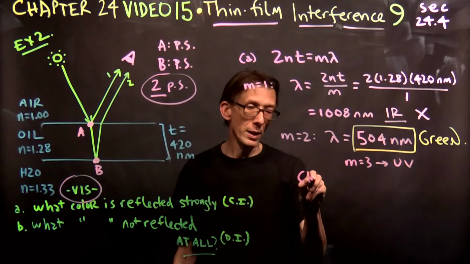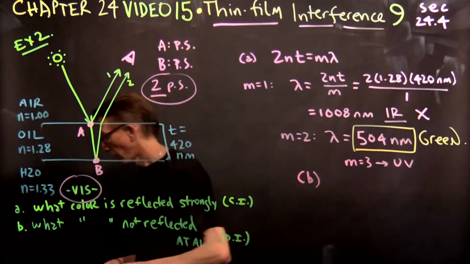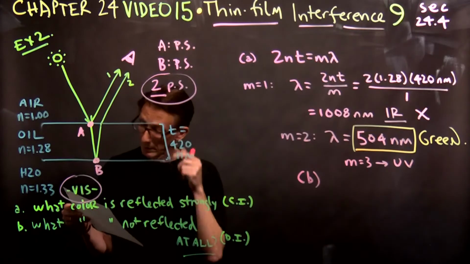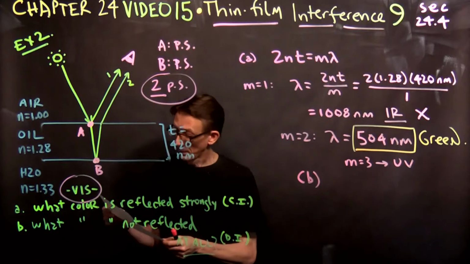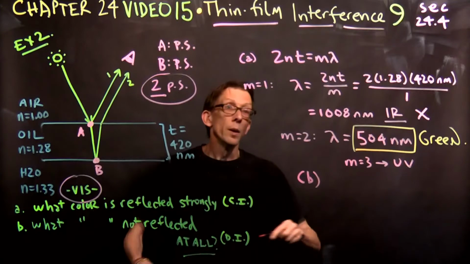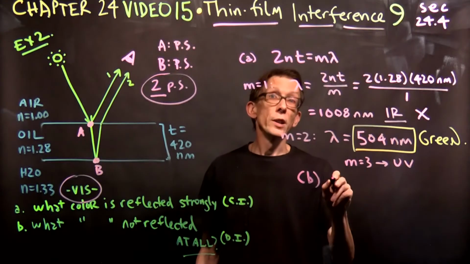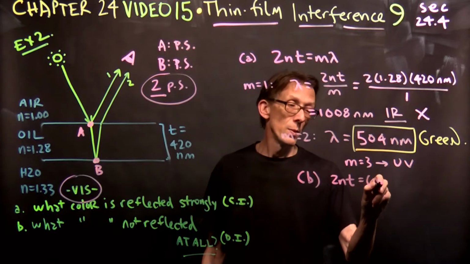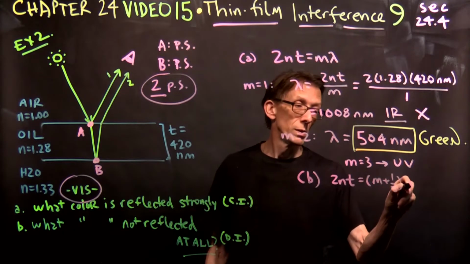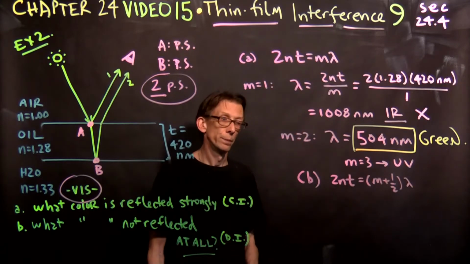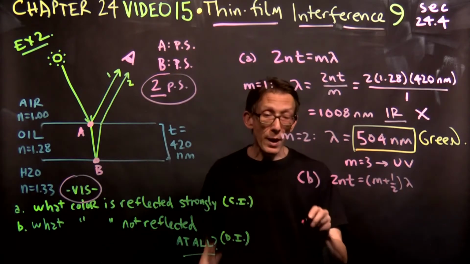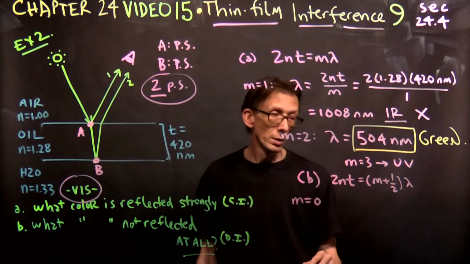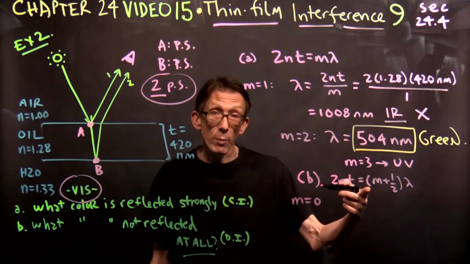Now let's see if we can put in B down here. Now our condition is 2nt equals (m plus 1/2) lambda. And we're going to do the same thing. Now we have m equals 0 is a possibility, right? Because when m equals 0, this equation still makes sense.